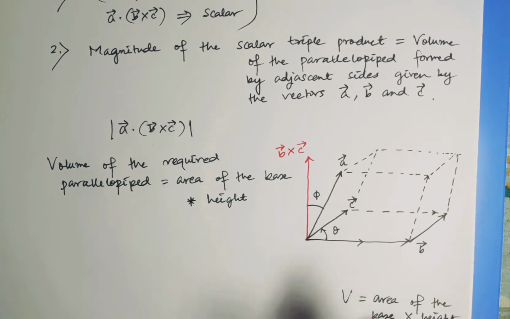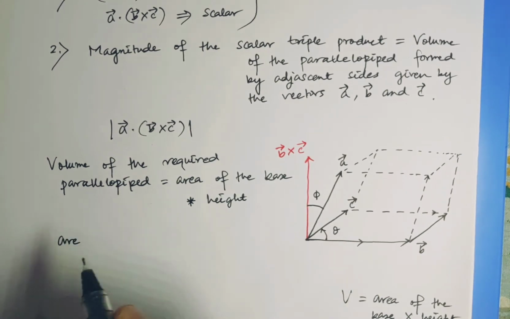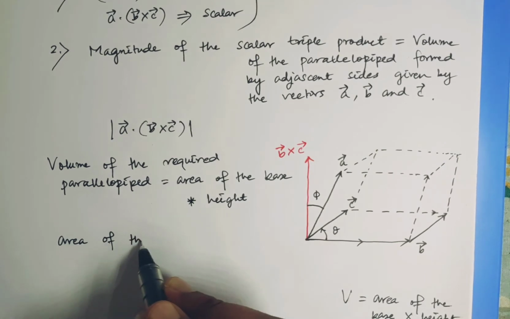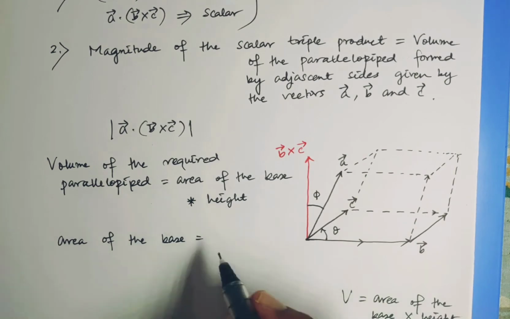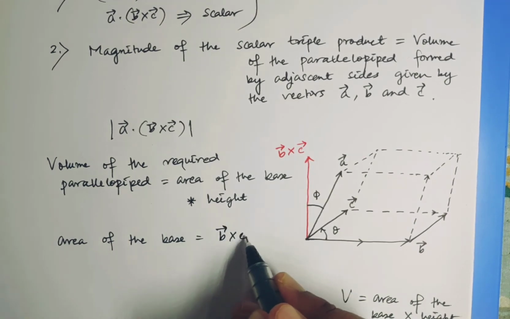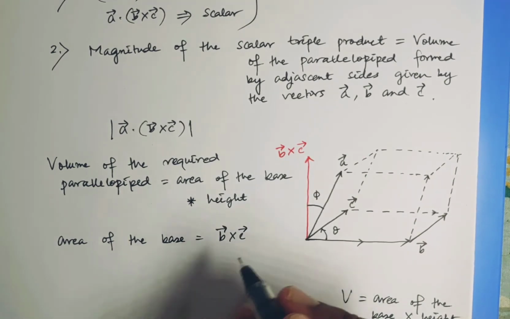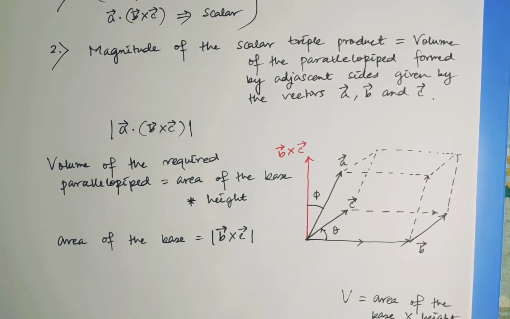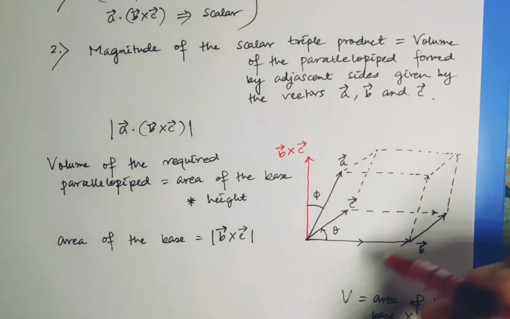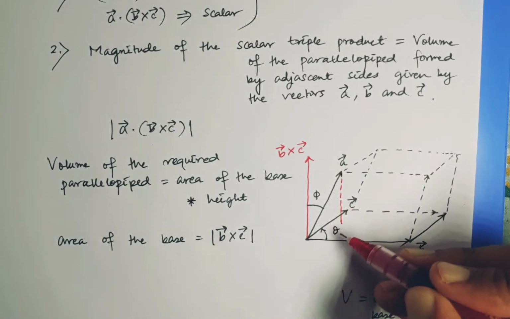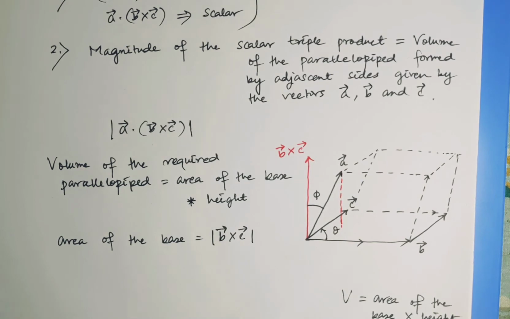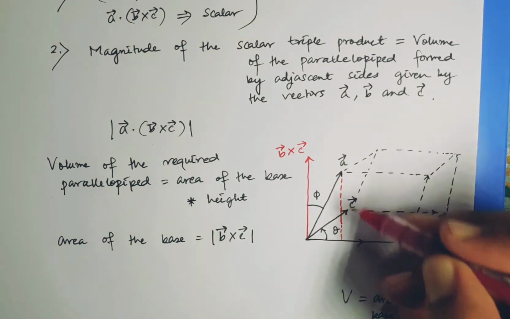Now let's find area of the base. So let's write just area of the base is equal to area of the parallelogram, and the area of the parallelogram is what? B cross C. Now is it just B cross C? No, it's magnitude of B cross C. Am I clear? Okay, now we have to find the height. Can anybody tell me what will be the height? The height of the parallelepiped is this one, right? This is the height. Yes or no?